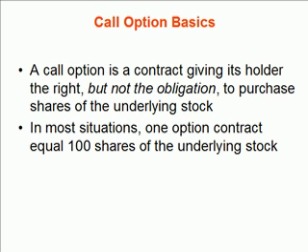So the textbook definition of a call option is that it is a contract that gives you the right but not the obligation to purchase shares of the underlying stock. In most situations, one option contract is going to equal 100 shares of the underlying stock. So for example, to calculate the price of the option, you'll see it quoted, say $1.50. You have to multiply that by 100 to get what you would actually pay for that option. So for a $1.50 option, you would actually have to spend $150.